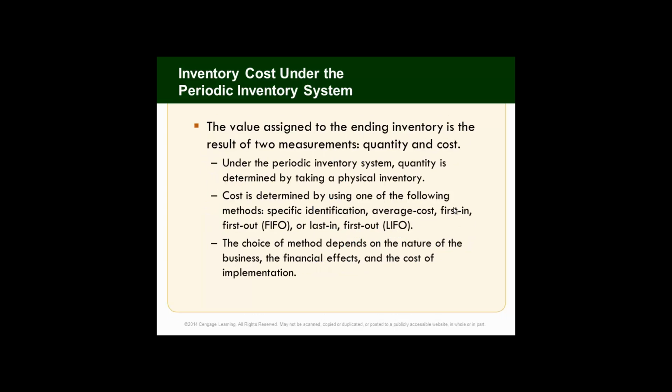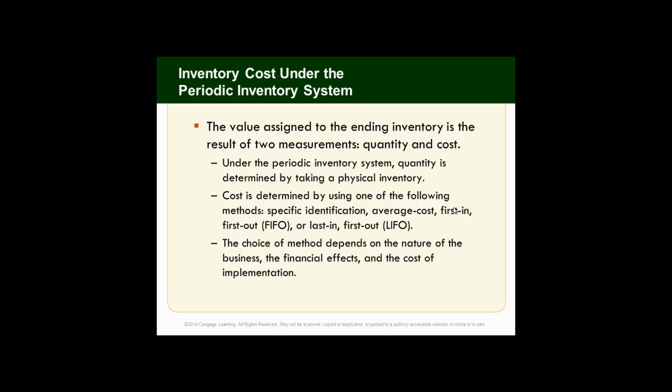The inventory cost under a periodic inventory system, the value is assigned to the ending inventory, and it results of two measures: quantity and cost. So a periodic inventory system is used as things go in, as things go out. So periodic means a period of time. Could be a month, could be days, could be a week, could be a year. Most of the time, it's not a year, depending on what type of business you have.